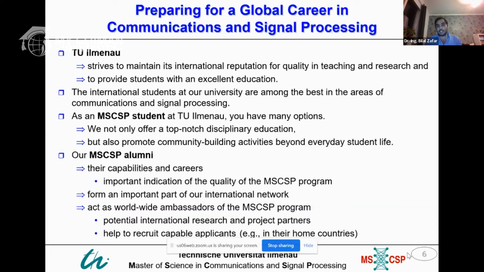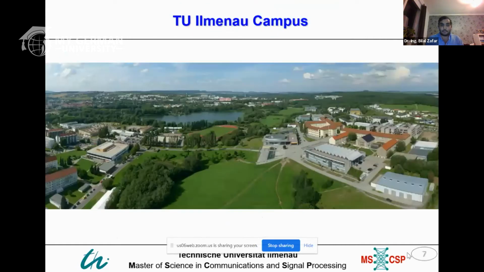So we usually tell students that when they join us, they will need to work hard, but then they will really thank us for the rest of their lives, because it's a very, very good investment on their part. So just a picture of our campus. You could see a lot of the buildings, the sports center, and there's a very nice lake next to our campus.